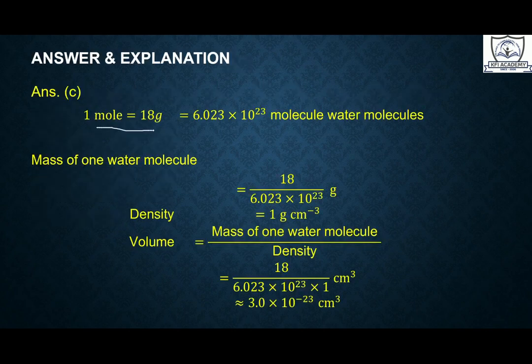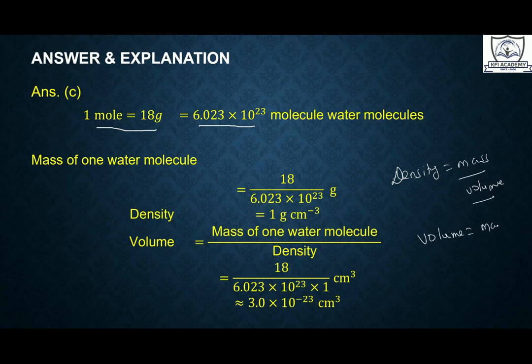1 mole means 18 gram. So 18 gram means 6.022 into 10 power 23 molecules. So 6.022 into 10 power 23 molecules weigh 18 gram. If I want to calculate for one molecule, it is 18 divided by 6.022. Density is given, so we know the relationship: density is equal to mass by volume. So already I have the volume, and already I have the mass.